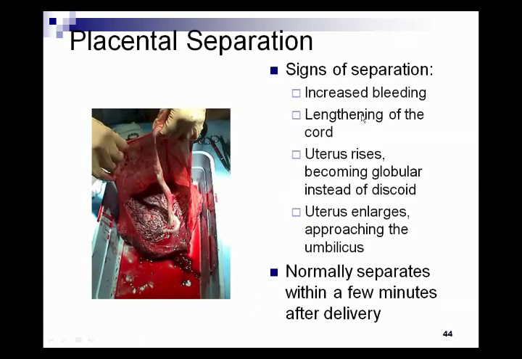What are signs that the placenta is coming? Well, first there's increased bleeding because it's starting to separate. We see lengthening of the cord. The uterus rises up into like a globe, and then the uterus enlarges as it approaches the umbilicus, and then we see a separation.